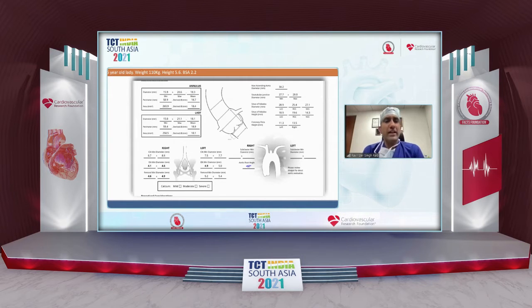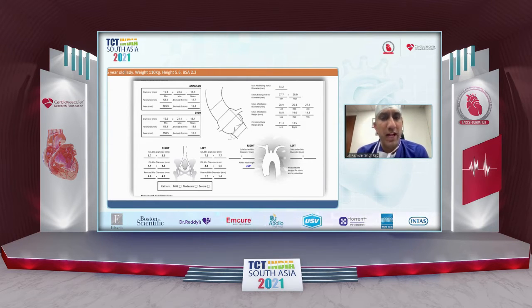Now, let us also look at one more case scenario. A 76-year-old lady, weight of 110 kilograms, height of 5.6, BSA of 2.2. If you look at the dimensions based on the area, the patient will require a 20 millimeter balloon-expandable valve versus a 23 millimeter self-expandable valve.